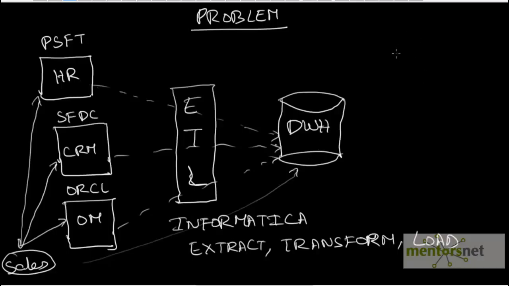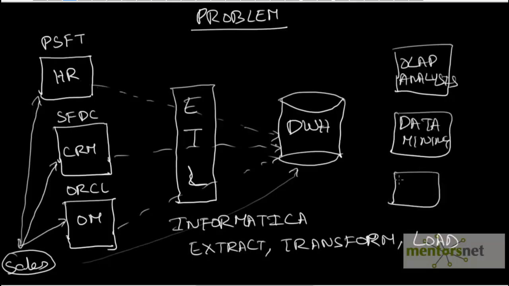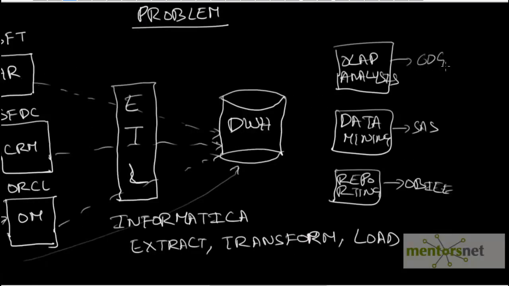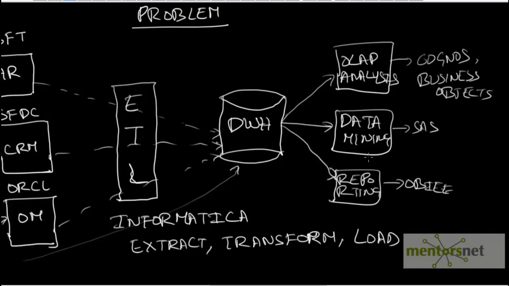Then the sales team can directly go and get the report from the Data Warehouse, or there are tools available in the market for OLAP analysis, data mining, and reporting, like OBIEE. This could be Cognos or Business Objects. They are going to connect to the Data Warehouse and can make a variety of reports from the data available in the Data Warehouse.